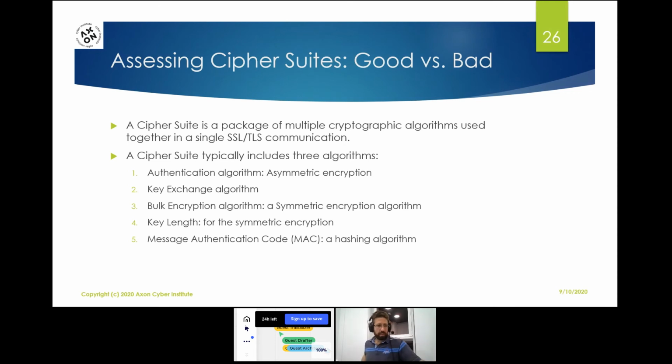All right, guys, I think we're done with the 5 minute break. We can now continue our workshop or our webinar. So we stopped at the cipher suites.